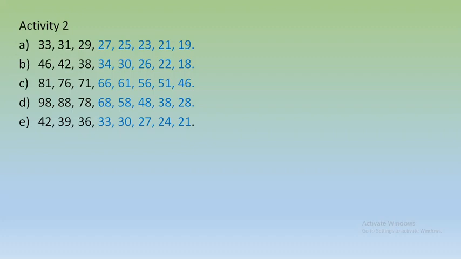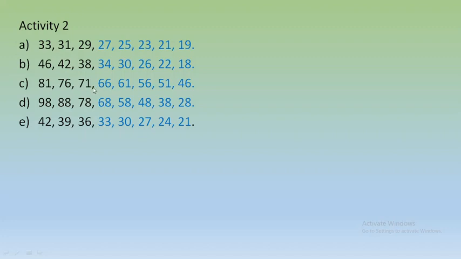A, 33, 31, 29. Now here at A, you are counting in twos, backward. From 29, 27, 25, 23, 21, 19. B, 46, 42, 38. You are counting in fours, backward. 38, you go to 34, 30, 26, 22, 18.